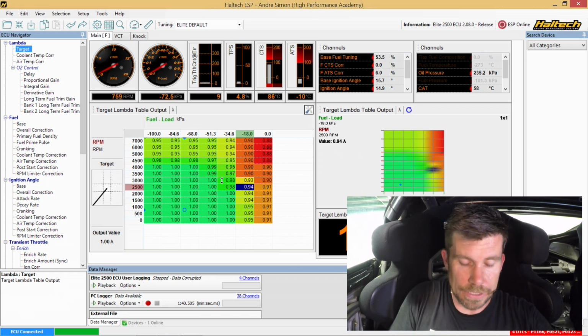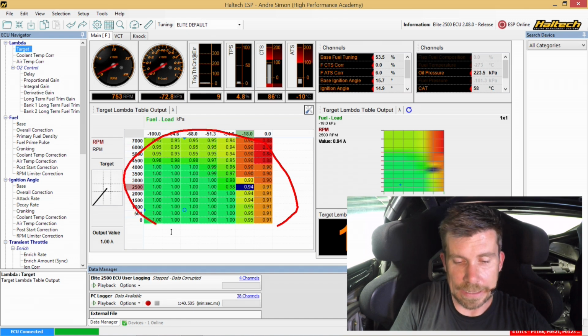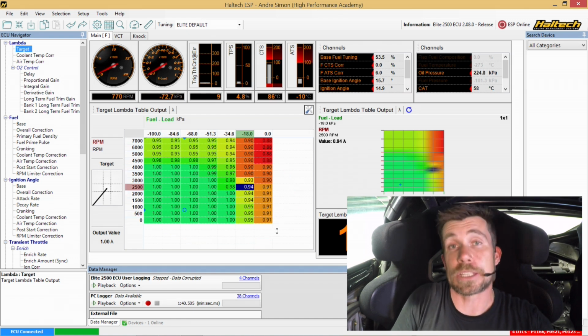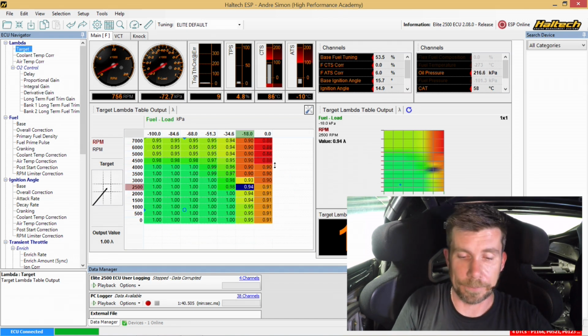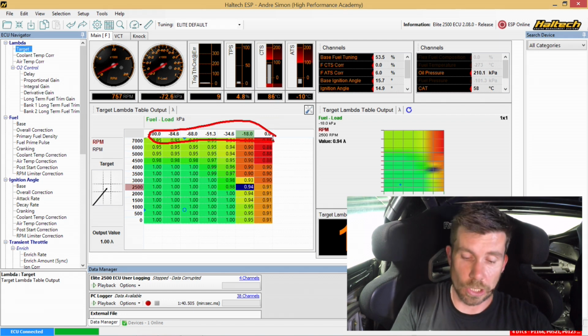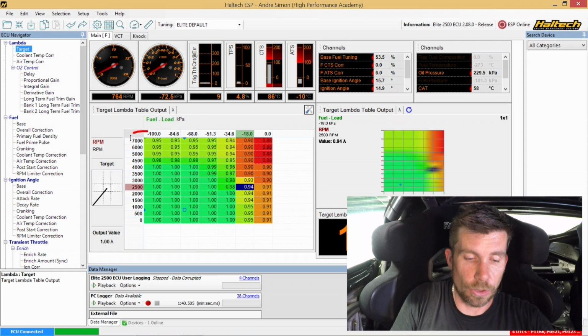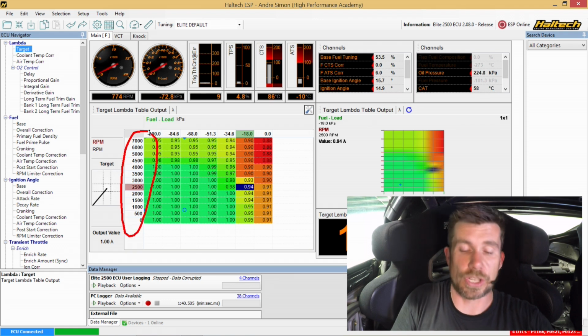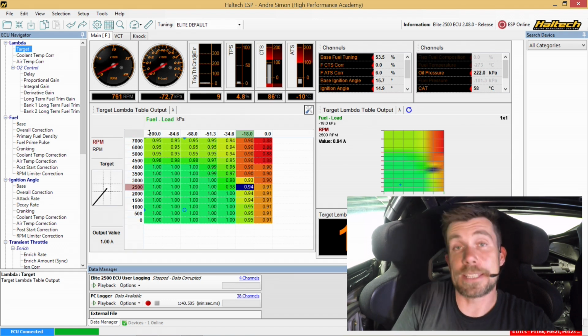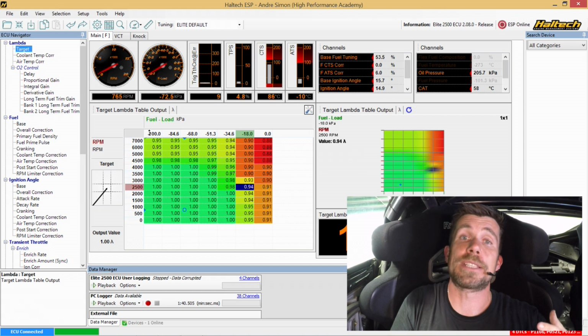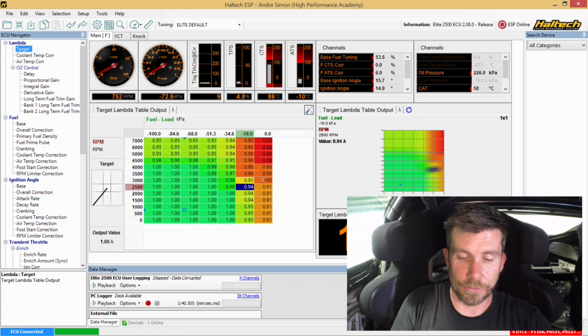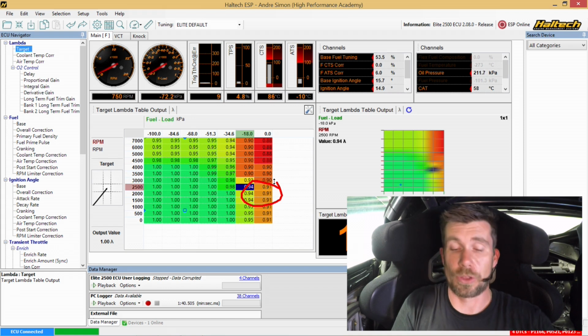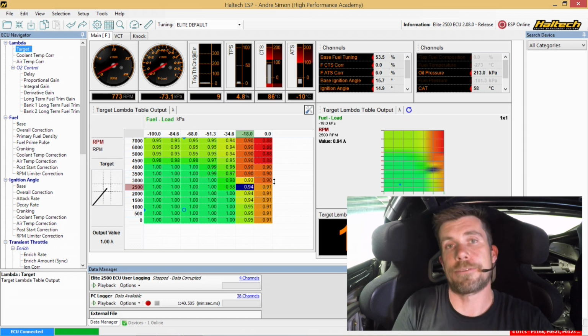So here in front of us we have our Lambda target table, and these are the Lambda targets we want the engine to be running. On the horizontal or x-axis we have our engine load measured in kPa, and on the vertical axis we have our engine RPM. Now for this test we're going to be operating at 2000 RPM and wide open throttle. So we're going to be operating in these zones out here on the right hand side of our graph.